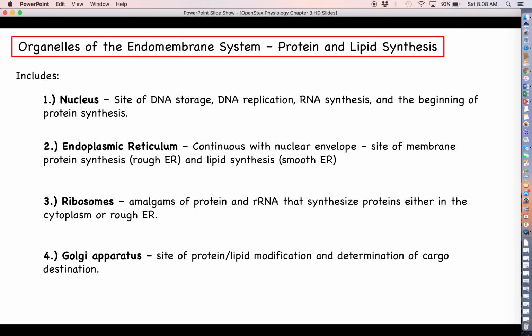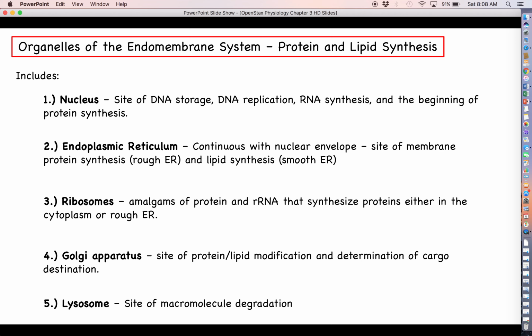The Golgi apparatus is going to be the site of protein and lipid modification, and it's how we determine where cargo, once it's been made, whether it's a protein or a lipid or something else, goes. Does it leave the cell? Does it go somewhere else to be broken down if we made a mistake in making it? So the Golgi apparatus is kind of like your post office, shipping things out and determining where things are supposed to go.